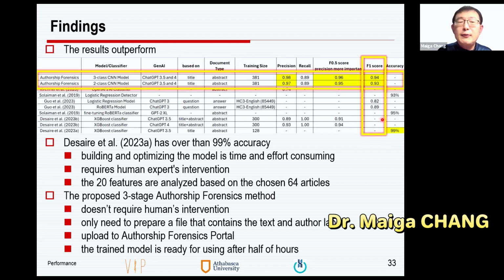And of course, unfortunately, we cannot compare with this 99%. That is too good. But we always say that the 99% requires human expert intervention, and the 20 features are analyzed based on 64 articles and may not be reusable in, for example, the chemical subject area. On the other hand, our methodology only requires you to upload your data and then come back in half an hour. You can get your result.